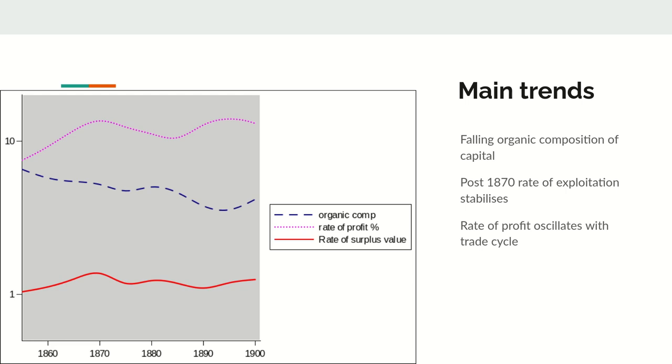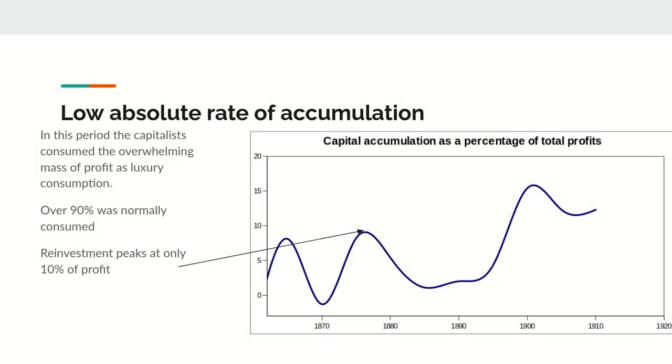So the rate of profit is oscillating with the business cycle, as during the business cycle, unemployment rises and falls, wage rates rise and fall, and this gives an oscillation in the rate of profit. And there's a lagged oscillation in the level of investment, but the overall trend is downwards. Overall trend of the organic composition of capital in the late 19th century was downwards. And this meant that there was a low absolute rate of accumulation.